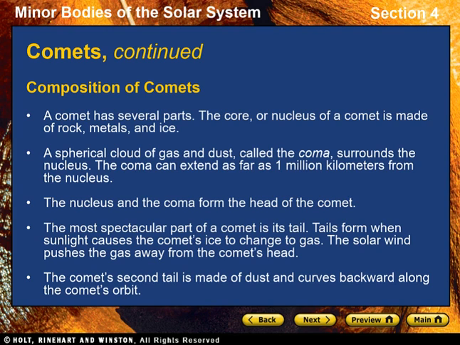The most spectacular parts of a comet are its tails. Tails form when sunlight causes the comet's ice to change to gas. The gas, or ion, tail of a comet streams from the comet's head. The solar wind, which is electrically charged particles expanding away from the sun, pushes the gas away from the comet's head. Thus, regardless of the direction the comet travels, its ion tail points away from the sun. The comet's second tail is made of dust and curves backward along the comet's orbit. Some comets have tails that are more than 80 million kilometers long.